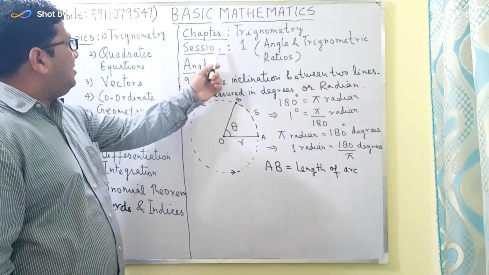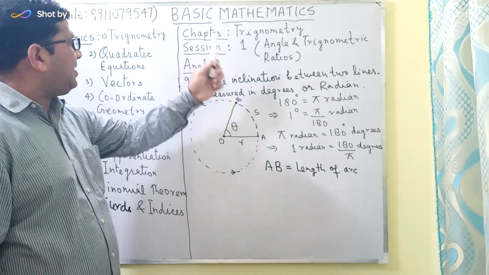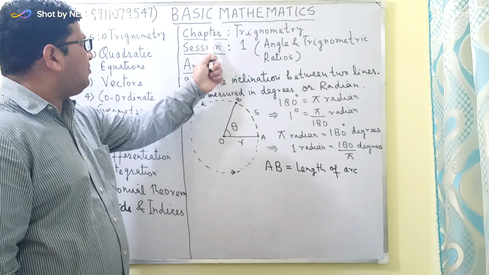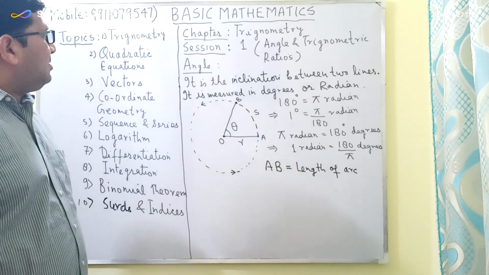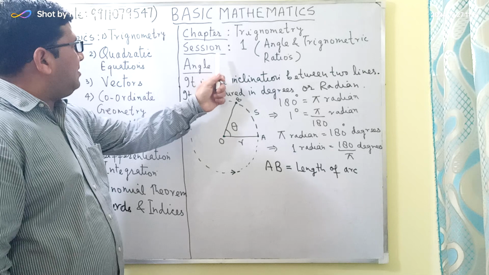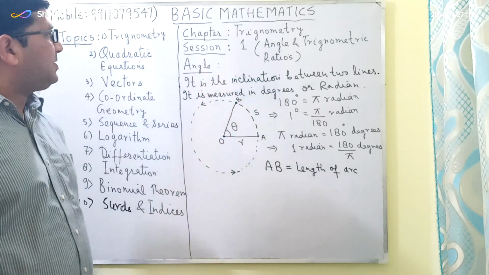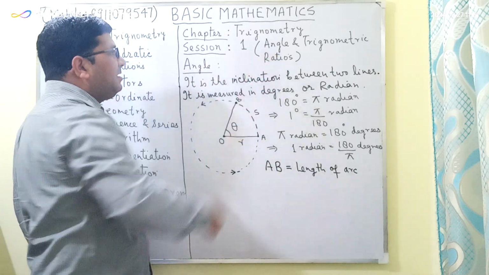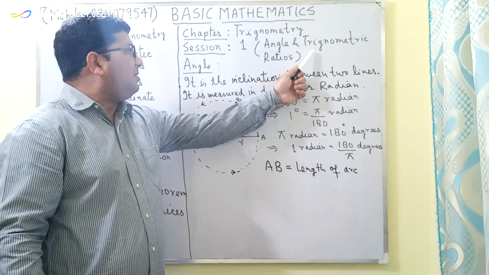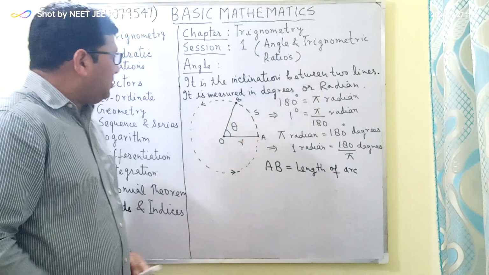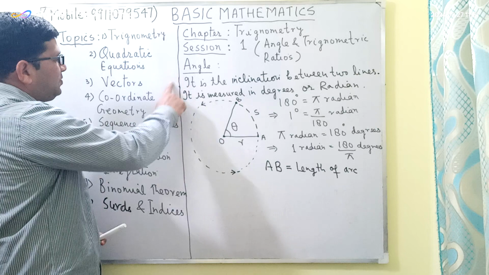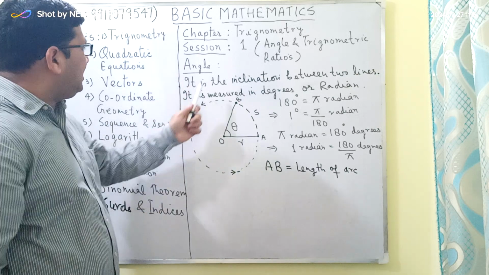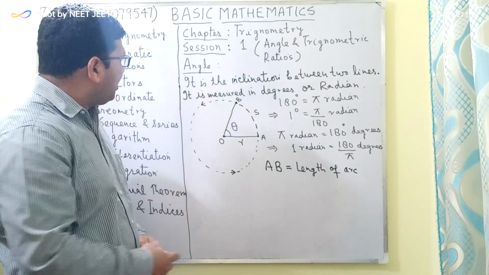And today the chapter is trigonometry, and it is the first session of this chapter. So in this first session, I will be discussing only 2 points, that is what is an angle and what is this trigonometric ratio. So here, in order to save time, I have already written the definition of angle.